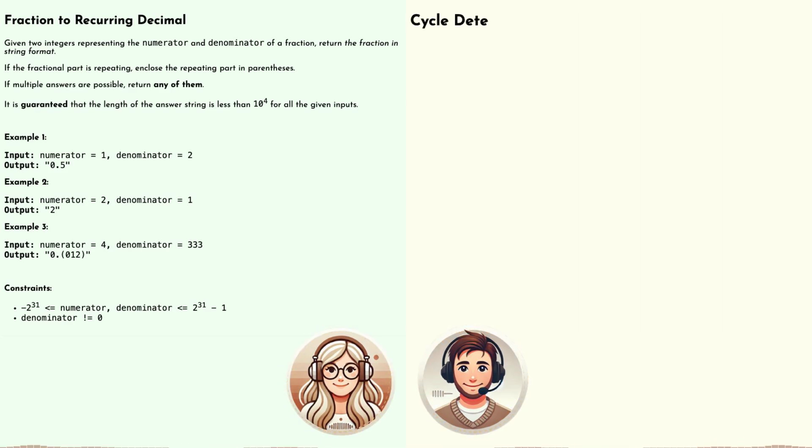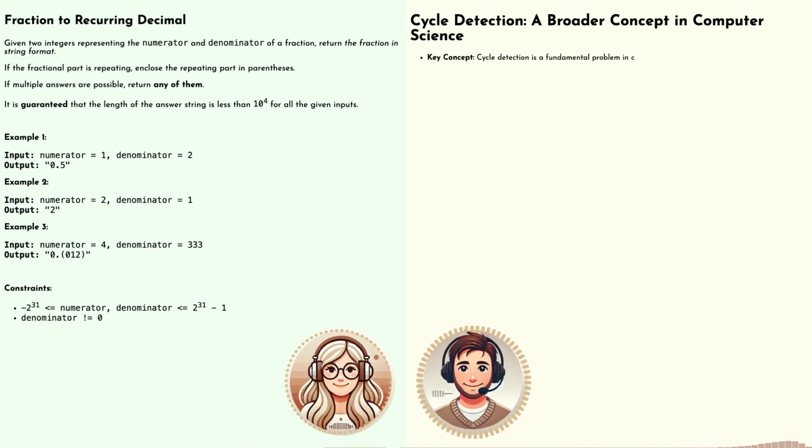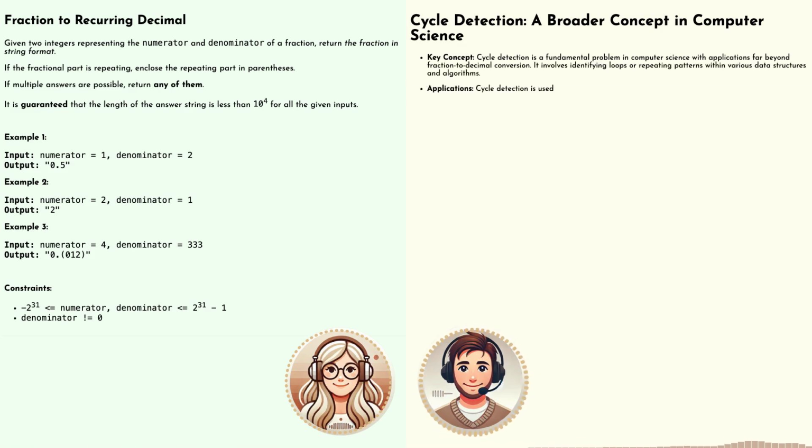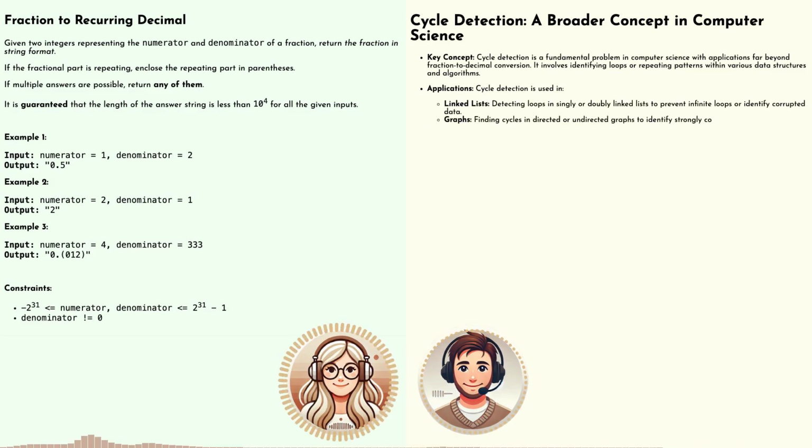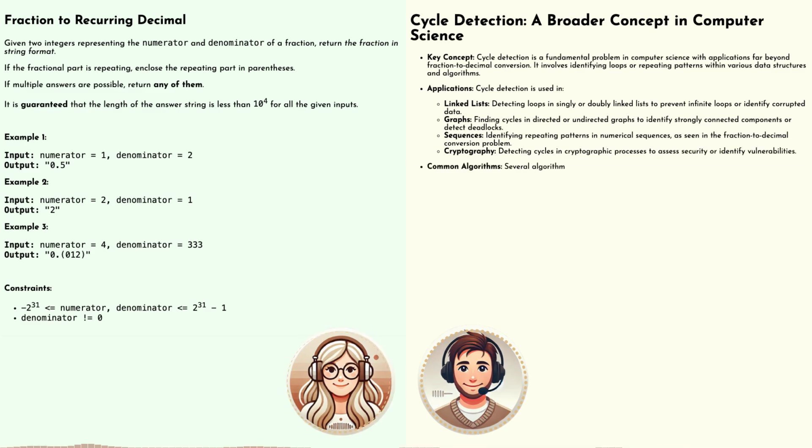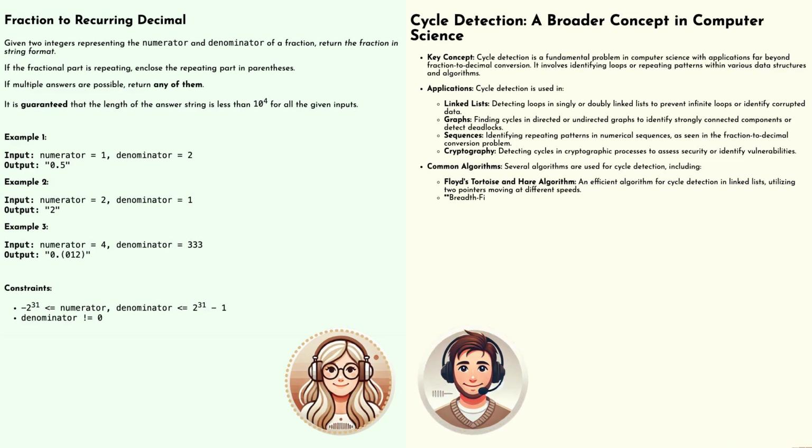That makes sense. I'm also thinking this whole idea of using a hash map to detect repeating patterns, isn't that a broader concept in computer science? It absolutely is. This technique falls under a concept called cycle detection, which has applications far beyond just converting fractions to decimals. Okay, that's ringing a bell, cycle detection. I've heard that term before. But can you give us some examples of where else this concept pops up in the world of programming?